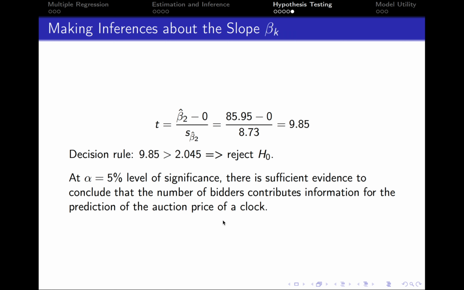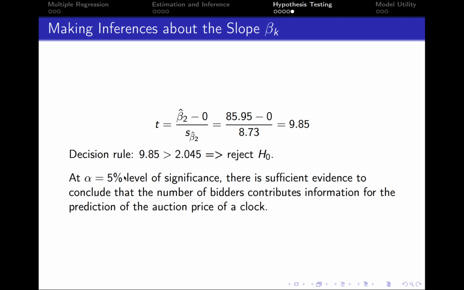After this, we need to estimate the t-statistic. So instead of beta 2, we substitute 85.95. Instead of the standard deviation, we substitute 8.73, and we get the t-value of 9.85. As we can clearly see, the estimated t-value is definitely higher than the critical value, so we reject the null hypothesis. And the conclusion could be the following.